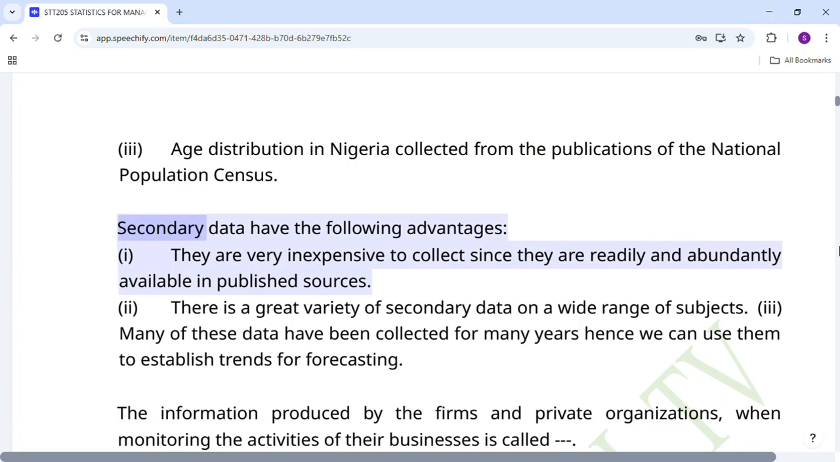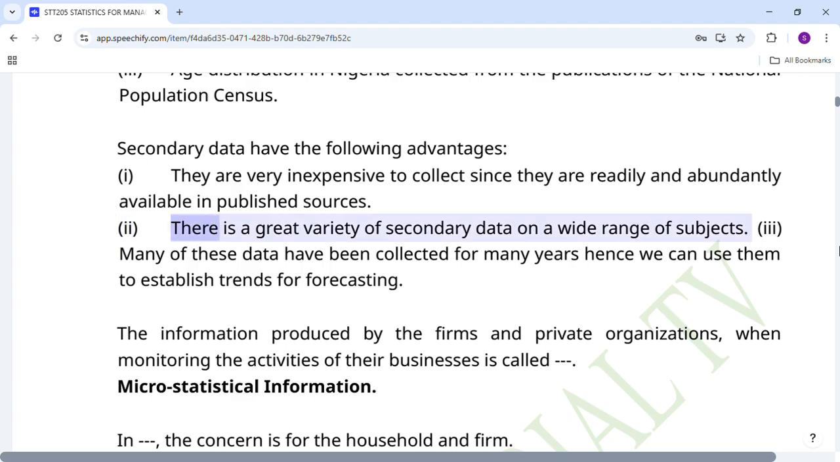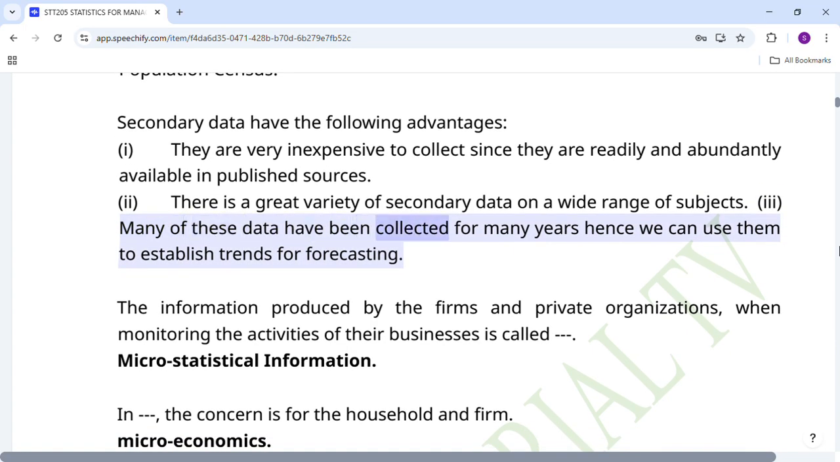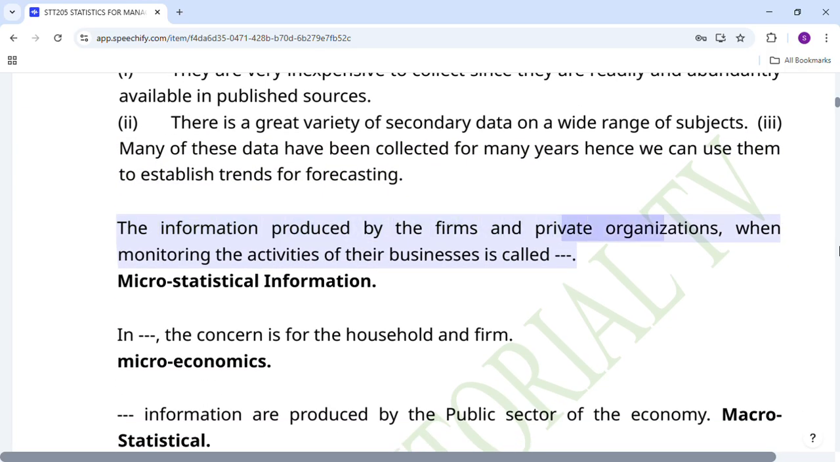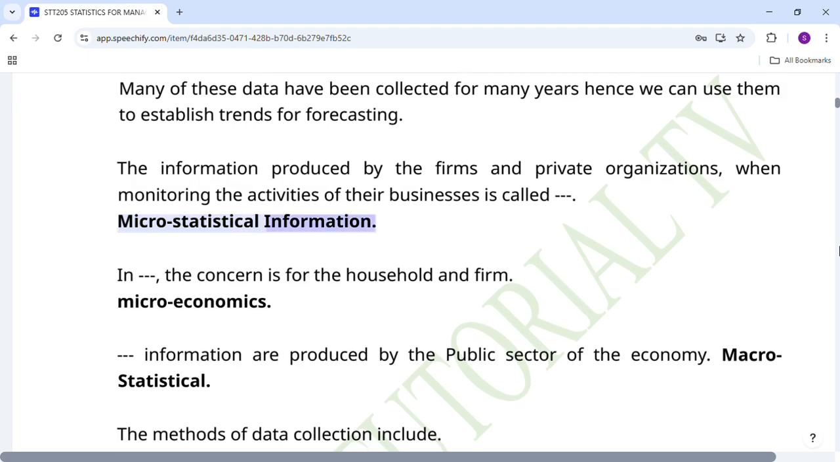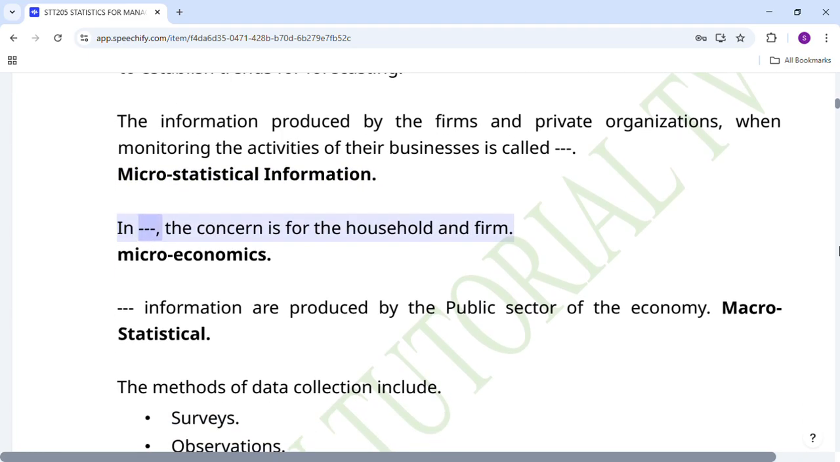Secondary data have the following advantages. 1. They are very inexpensive to collect since they are readily and abundantly available in published sources. 2. There is a great variety of secondary data on a wide range of subjects. 3. Many of these data have been collected for many years, hence we can use them to establish trends for forecasting. The information produced by the firms and private organizations, when monitoring the activities of their businesses, is called microstatistical information. The concern is for the household and firm.